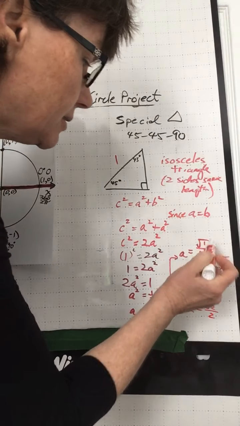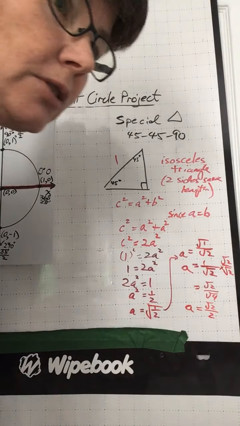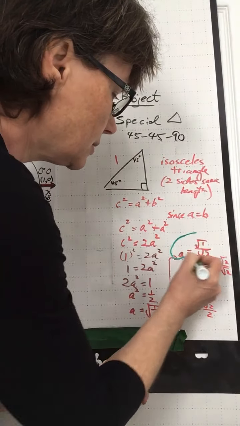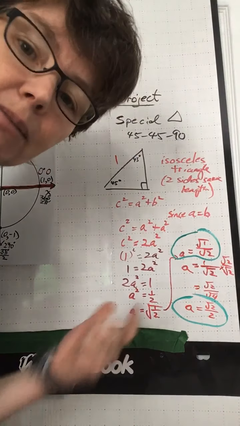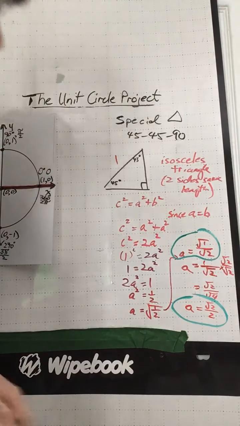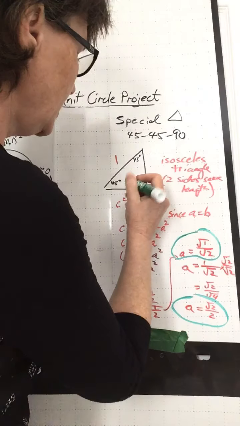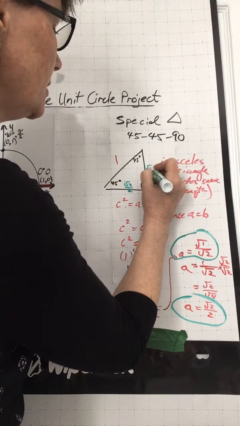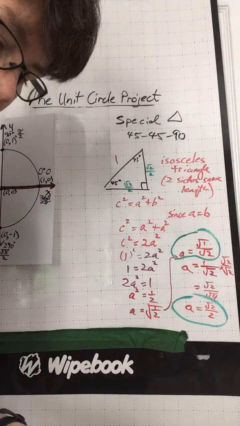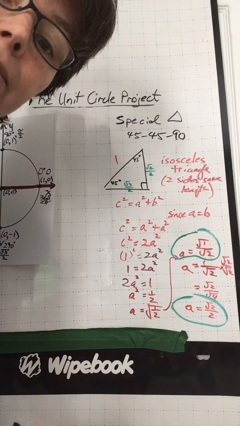So 1 over root 2 is a fine form for that number, but we're going to use this one here, root 2 over 2. They're exactly the same number. If you type them in your calculator, you'll see that. Okay, so this length is root 2 over 2, and this length is root 2 over 2. All right, so that's good for your notes.